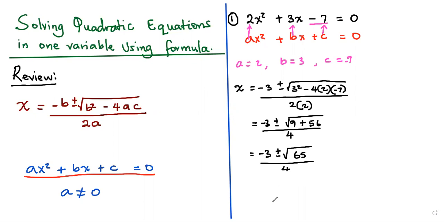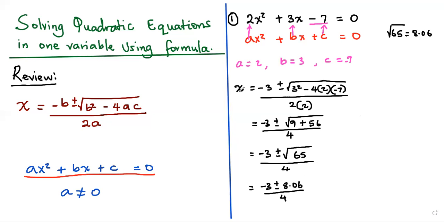So this is actually the value of x, but we can separate it and we get 2 answers. So this is the same as negative 3 plus or minus, you can use your calculator to get the square root of 65. That should be 8.06 when we correct it to 2 decimal places. So then we have negative 3 plus or minus 8.06 out of 4.